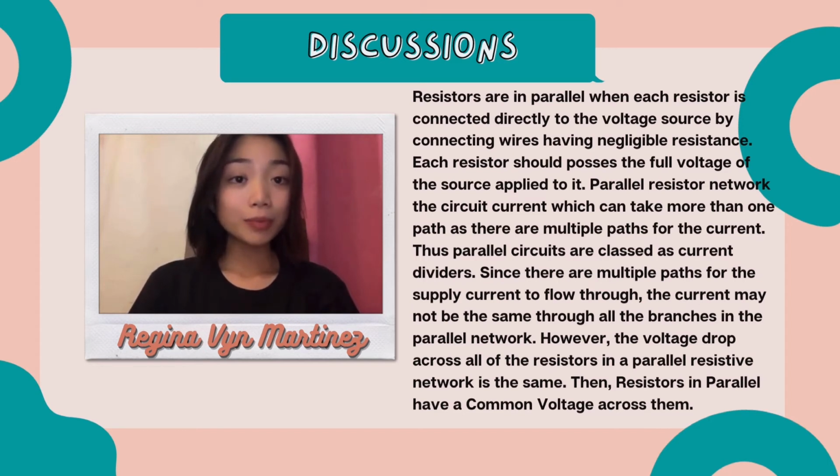Since there are multiple paths for the supply current to flow through, the current may not be the same through all the branches in the parallel network. However, the voltage drop across all of the resistors in a parallel resistive network is the same. Then, resistors in parallel have a common voltage across them.